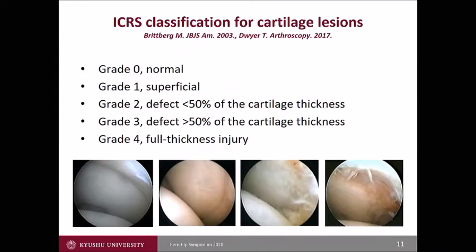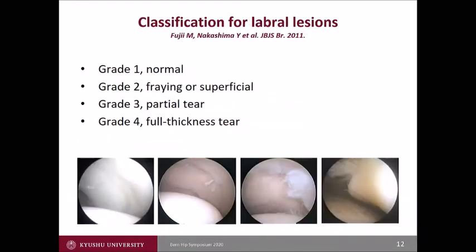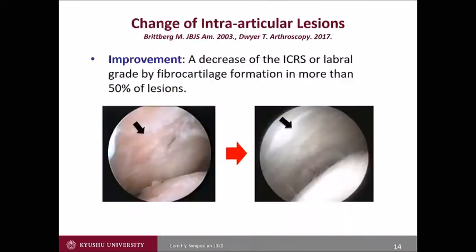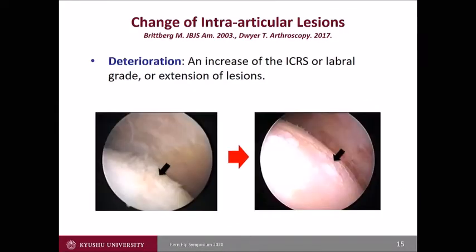The ICRS classification was used for the cartilage degeneration, and we simply classified the labrum into four categories: normal, superficial, partial, and full thickness tear. The femoral head and the acetabulum were divided into three zones: anterior superior, superior, and posterior superior. Improvement was defined as a decrease of the ICRS or labrum grade, or fibrocartilage formation in more than 50% of the lesions. Deterioration was defined as an increase of the ICRS or labrum grade or extension of the lesions.